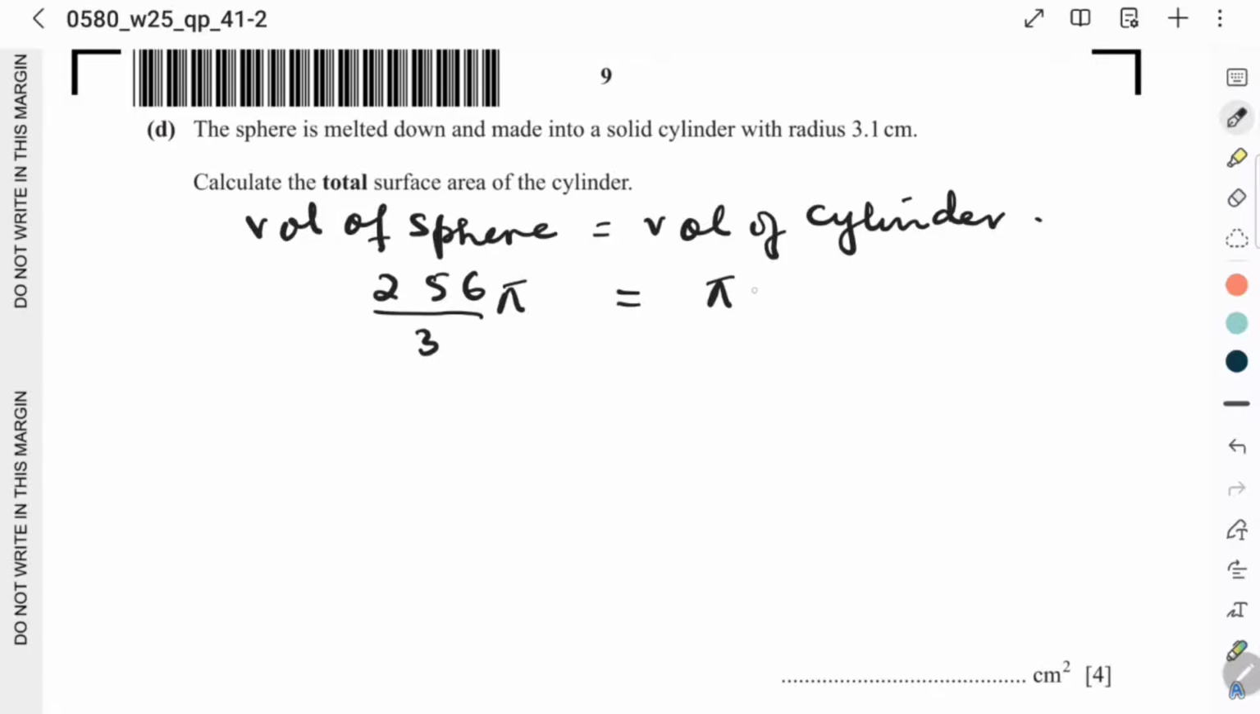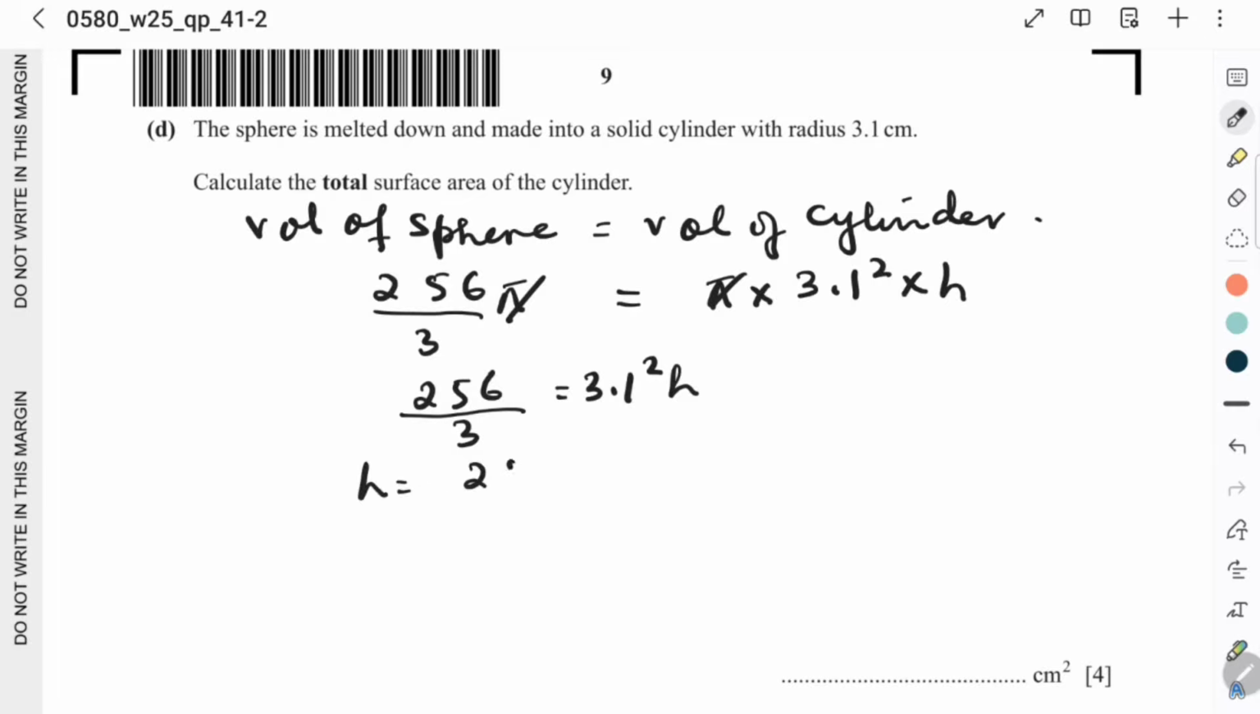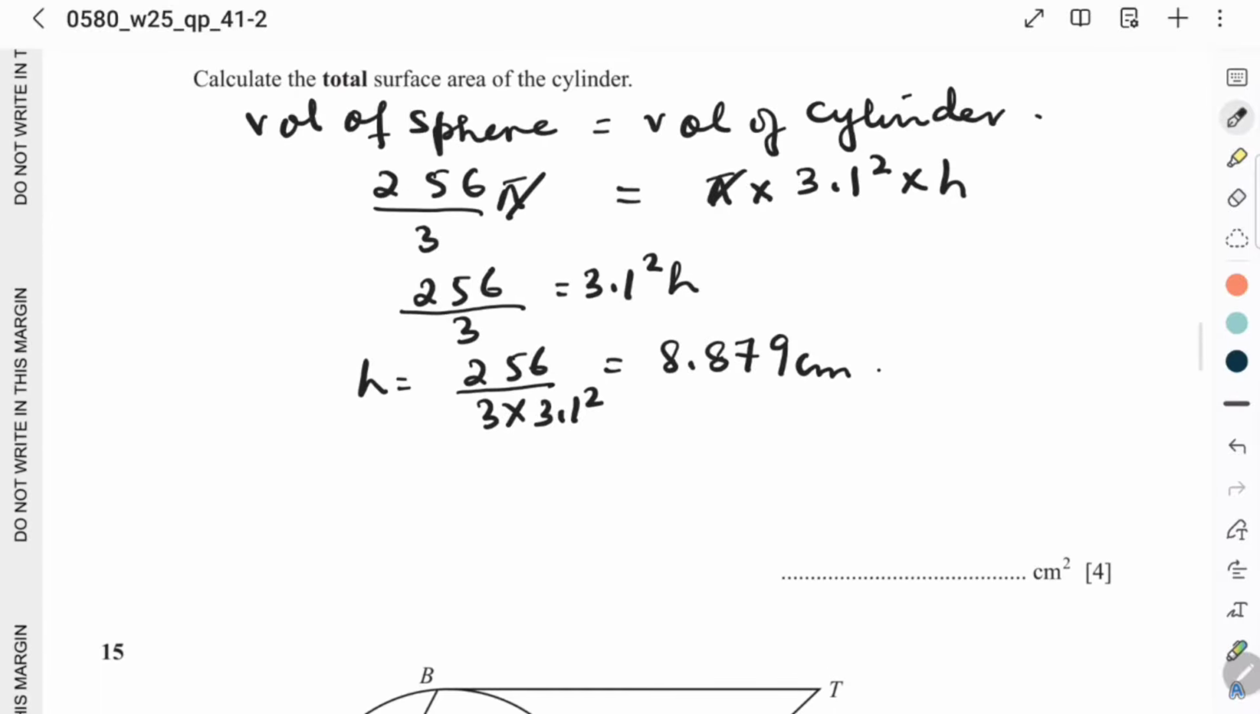Pi r square, 3.1 square, and height. Okay, so you can cancel the pi's over there and it will become 256 upon 3 is equal to 3.1 square h. Now you just divide 256 upon 3 by 3.1 square, and then you get 8.879 as the height of this given cylinder, for which we are going to find the total surface area.